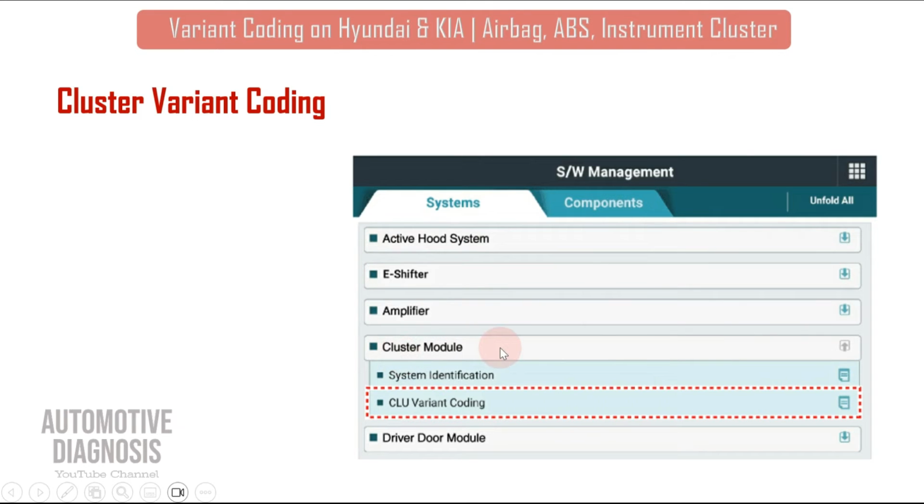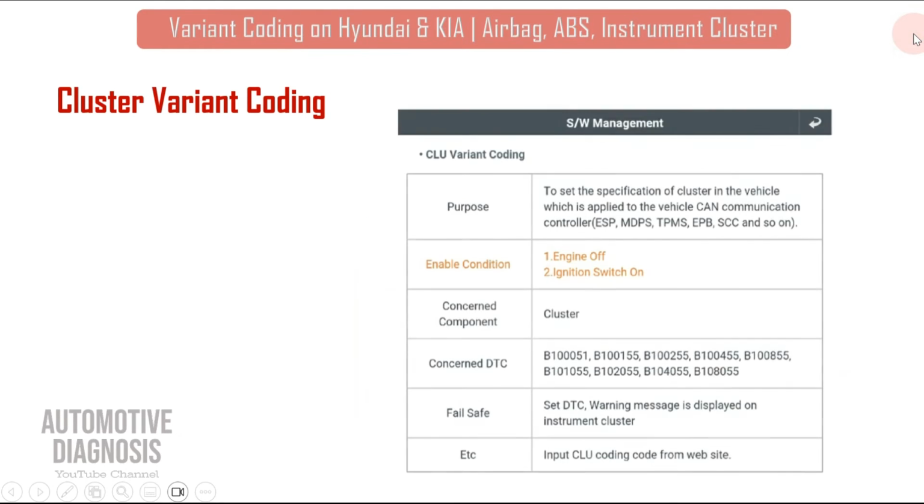So basically, for this one, again, you need to select the cluster module. As you see, this unit is for cluster module. Then on the special function, you have CLU variant coding, CLU for cluster. After selecting this cluster variant coding, you will be directed to another page to see the conditions, and this one gives you more information about performing the coding. And as you see, there are many codes related to the variant coding. If you don't do the variant coding, there's going to be so many fault codes.